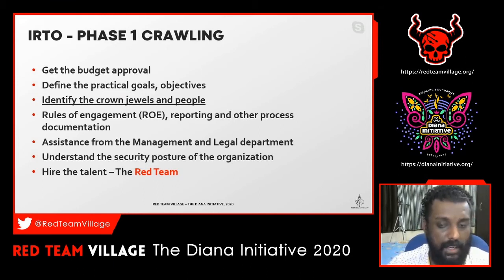And define practical goals and objectives. The objectives must be crystal clear because each organization has a different set of crown jewels. It may be their sensitive data or their assets, their formulas, their IP. So there is a difference between each company. Rules of engagement are also an important thing, and based on the organization and their work culture, that may differ. Also, getting assistance from the legal department and management is very, very critical.